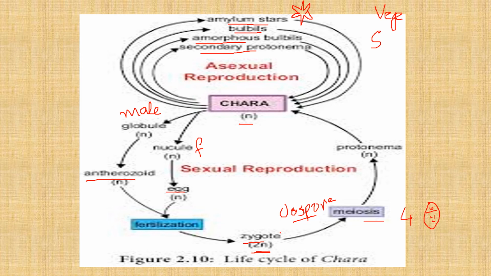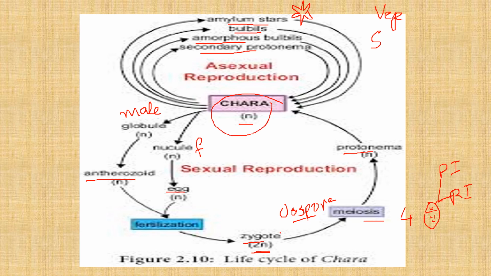In the lower cell, two of the nuclei degenerate, and the upper cell gives rise to the protonemal initial, which I am denoting by PI, and the rhizoidal initial, which I am denoting by RI. So this rhizoidal initial and protonemal initial together form a new plant. This is the protonema, this is the new Chara. Together they form the Chara plant.